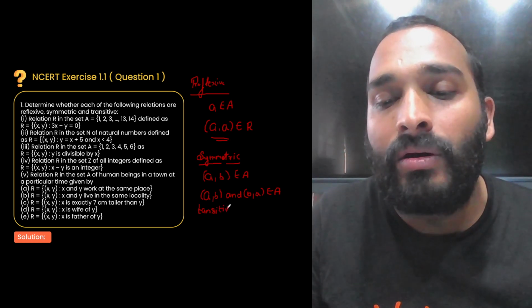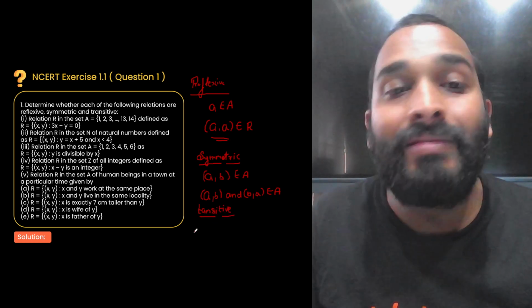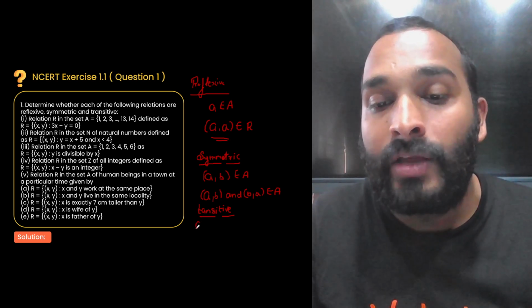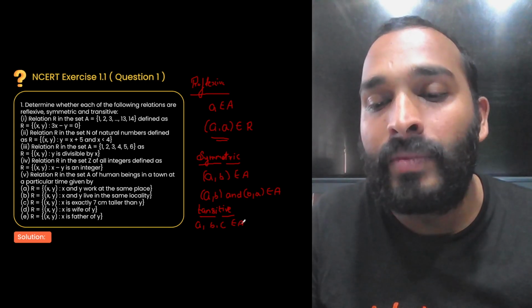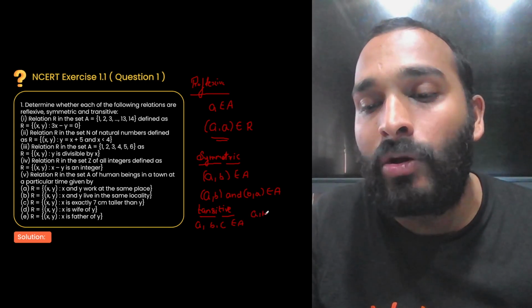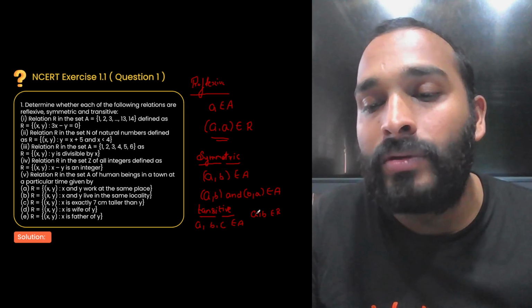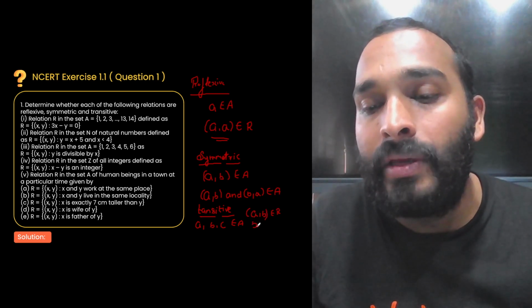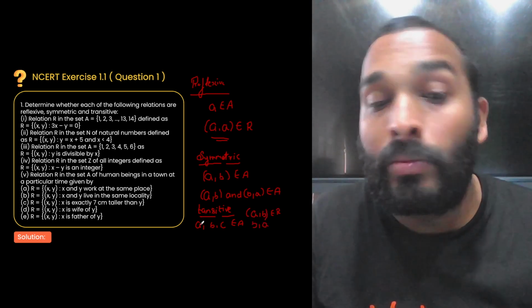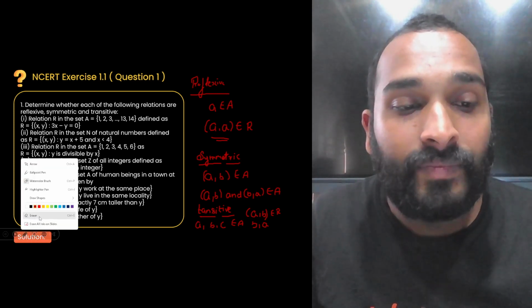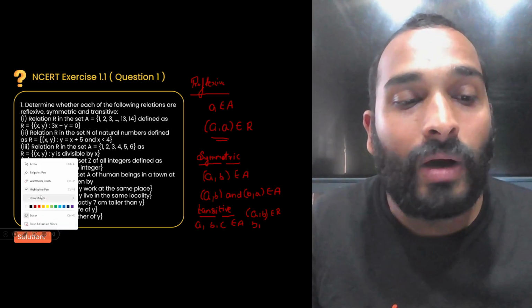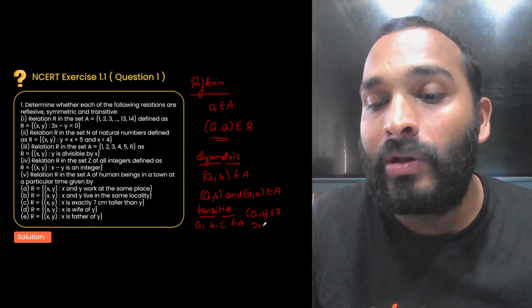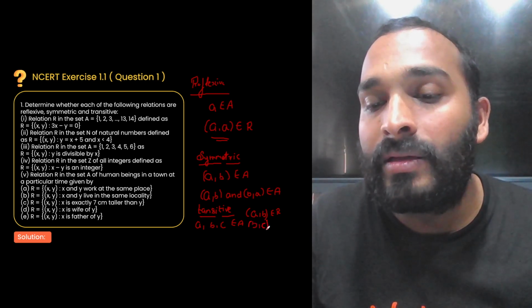When do you call a relation to be transitive? Now just observe here. Now it's about three elements, children. What are the three elements? If you have elements a, b, c which belong to set A, then it should satisfy the condition: (a, b) should belong to R, (b, c) should obey the relation. Yes. So (a, b) belongs to R and (b, c) also belongs to R, and (a, c) also belongs to R. Yes, (a, c) belongs to R.